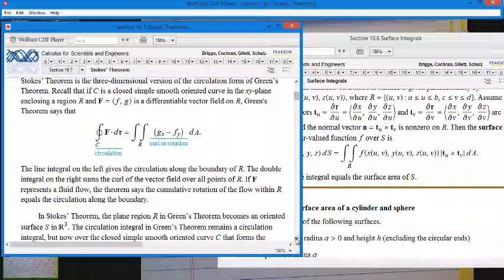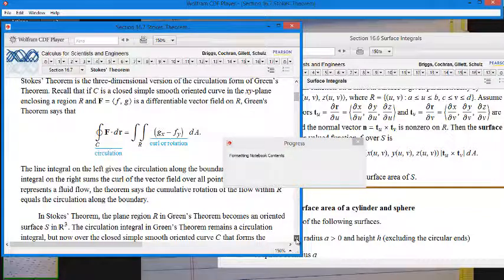And the double integral, what's R? R is the region inside. And when we learned Green's theorem, I don't know that we have this yet. We just wrote down g_x minus f_y. That's the curl, right? That's the two-dimensional version of the curl. Okay? So now we get to Stokes' theorem, and it's time to up it a dimension. So what does that mean?